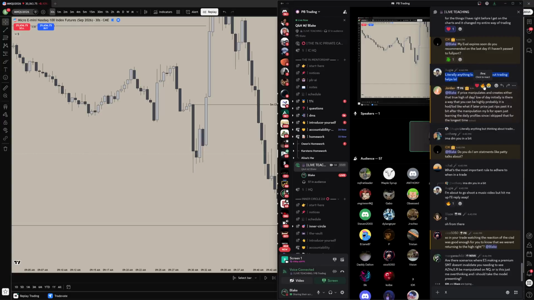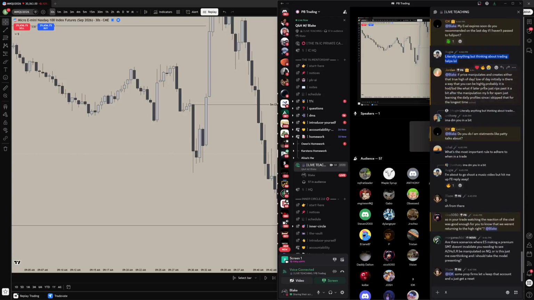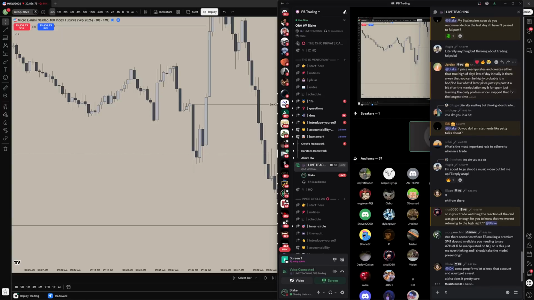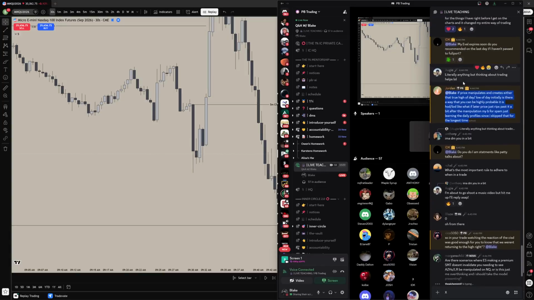That's so true, though. If price manipulates lower and creates a true high or lower low of day, is there a way that you can be highly probable it is a higher low of day? Wait, what? If price manipulates and creates a true higher low of day initially, is there a way past it after the manipulation? Wait, I don't get your question though. What are you asking exactly?